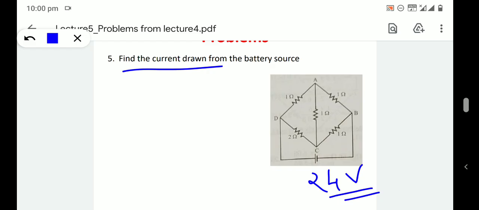To find the current, we need to find the equivalent resistance of this combination. So convert any one of the delta combinations to star and do the problem.